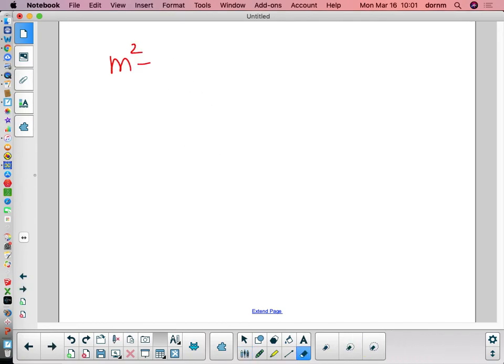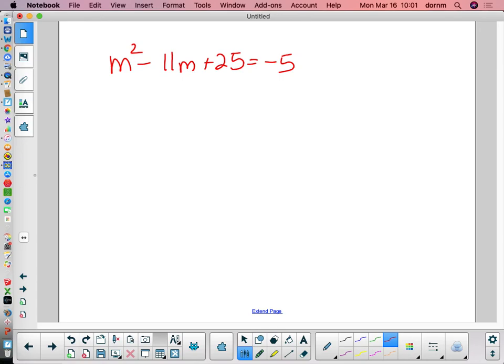What's the difficulty here? It's not equal to what? 0. So how do we make it equal to 0? Add 5 to each side. So m squared minus 11m plus 30 equals 0. Is this going to be a nice factoring problem or a hard factoring problem? Nice. Why is it a nice one? Yeah, there's not a number in front of the m squared.